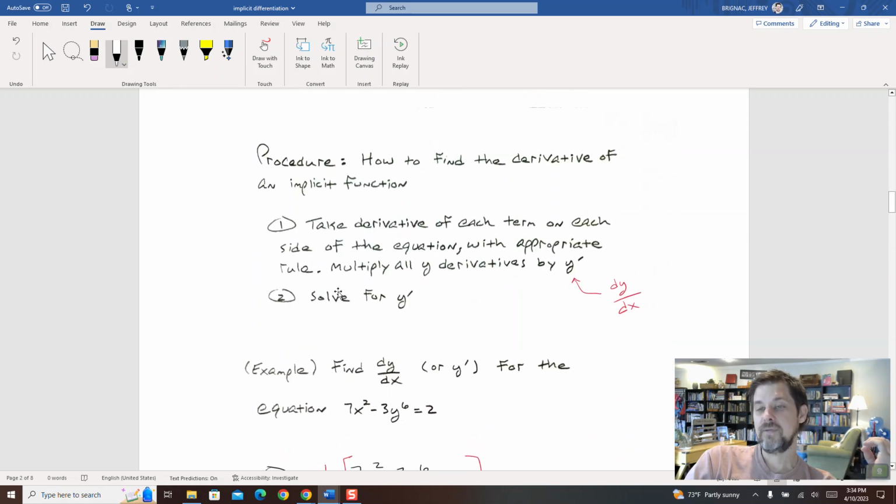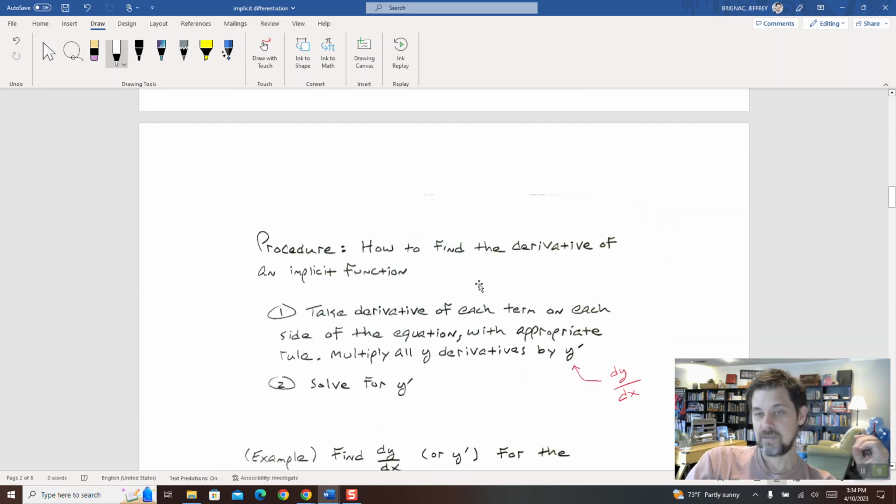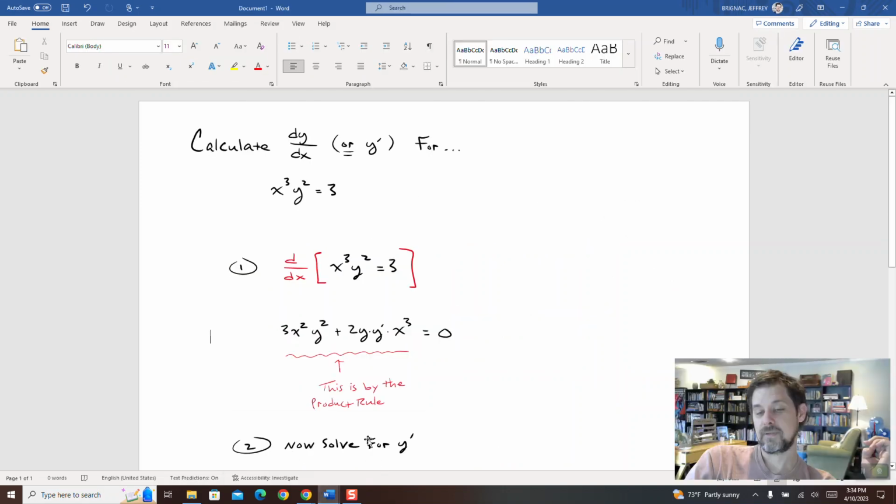Okay, so then that gives rise to this procedure that if we want to find the derivative of y with respect to x in an implicit function, we just take the derivative of each term on each side of the equation with the appropriate rule, whatever it is, and we multiply all y derivatives by y prime, and then we solve for y prime. Okay, so that's the 30 seconds to a minute. I don't know, it felt a lot longer than that. Probably because I was trying to fit such a big topic into a short period of time.